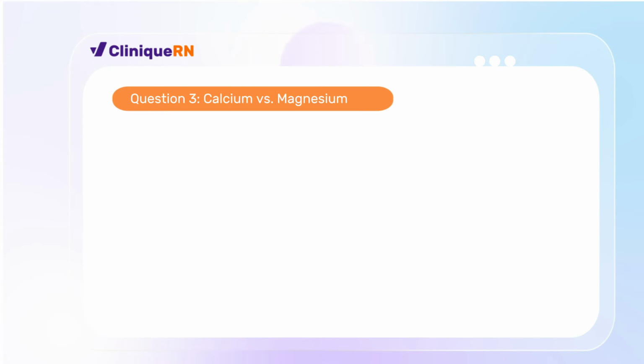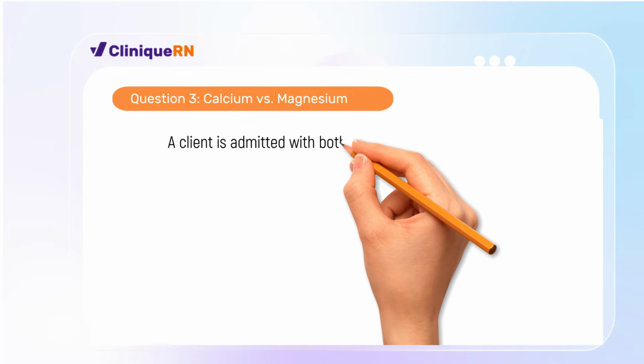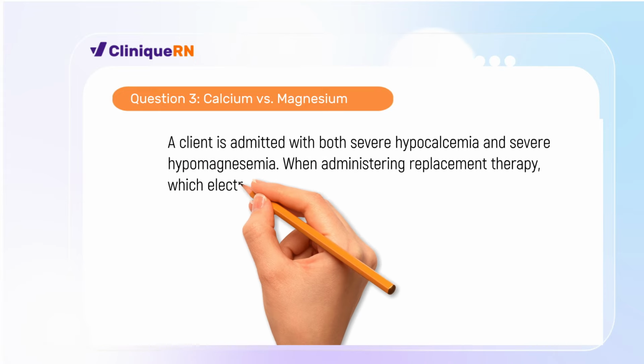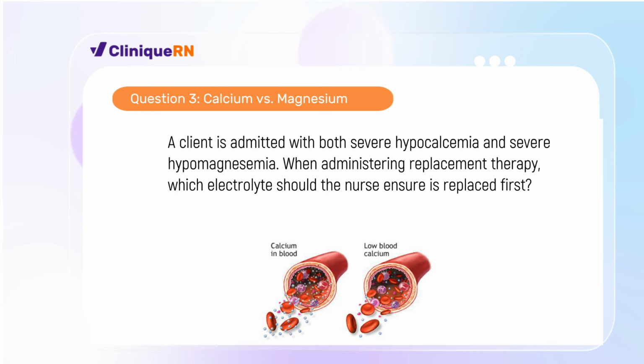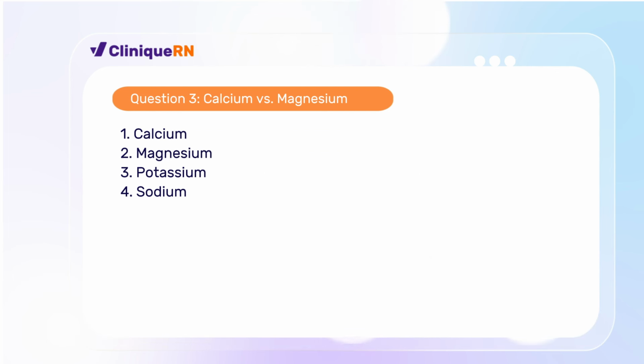Question 3. Calcium versus magnesium. A client is admitted with both severe hypocalcemia and severe hypomagnesemia. When administering replacement therapy, which electrolyte should the nurse ensure is replaced first? 1. Calcium. 2. Magnesium. 3. Potassium. 4. Sodium.